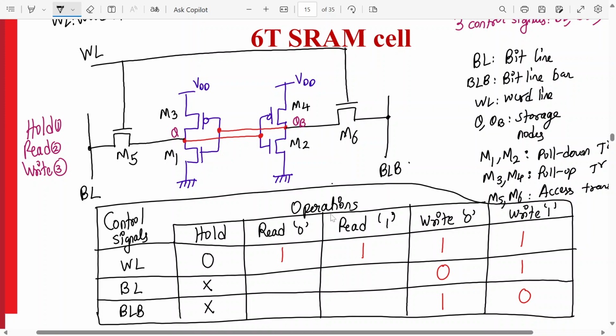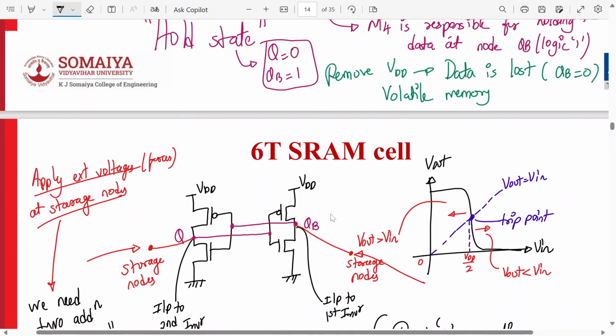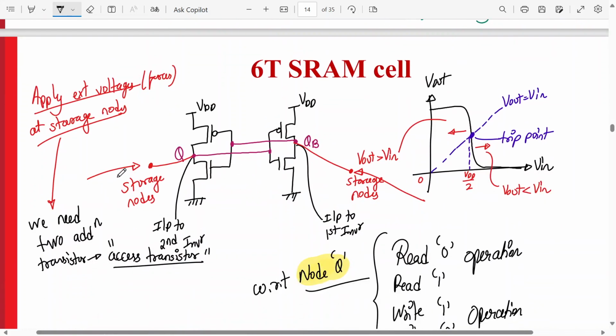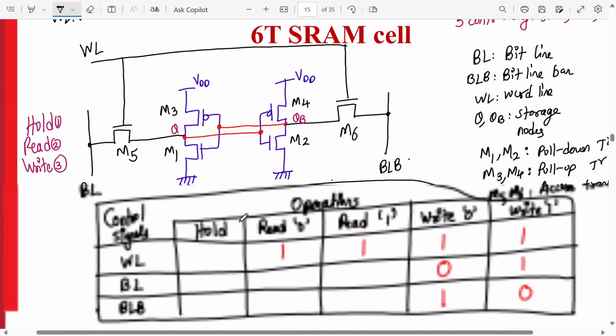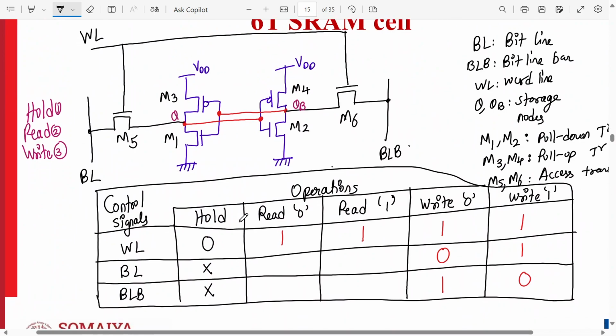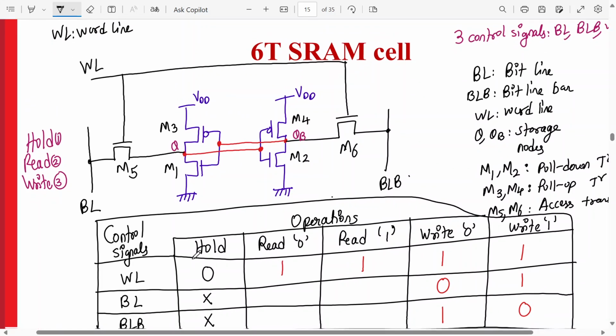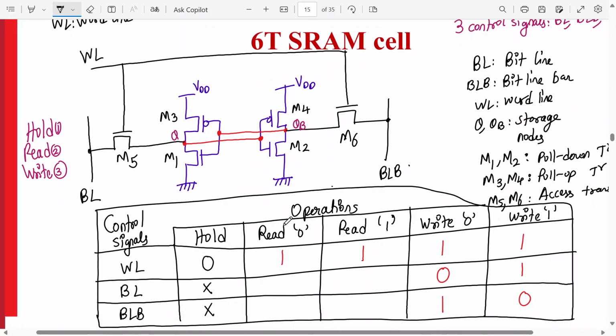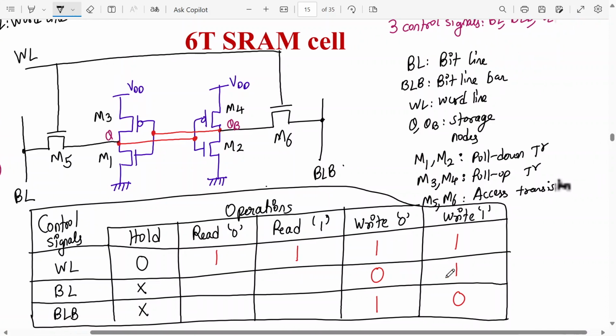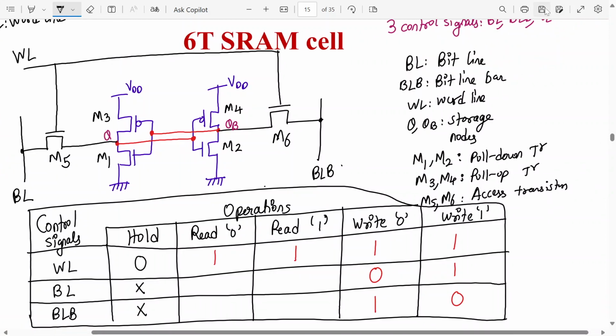So for the hold operation, the diagram will become this, right? This is how it looks when the access transistors are not present. So the access transistors will be off when the word line control signal is 0. Agree on this operation? If they ask you to explain the operation of a 6T SRAM cell, you have to draw this table and explain all of this.